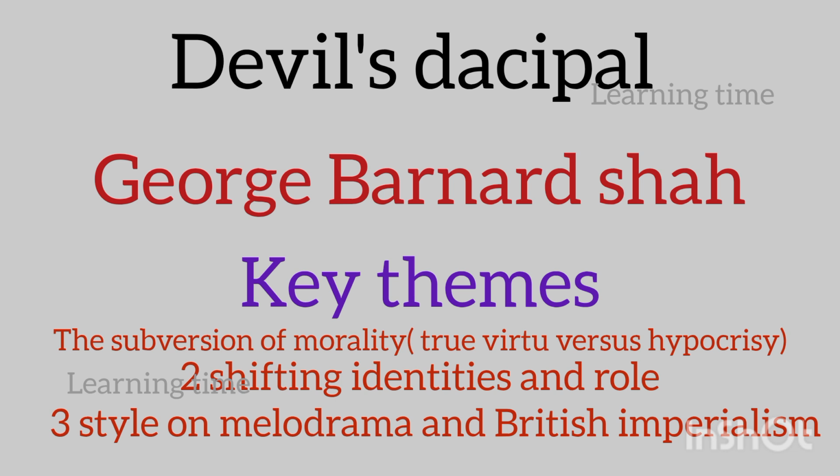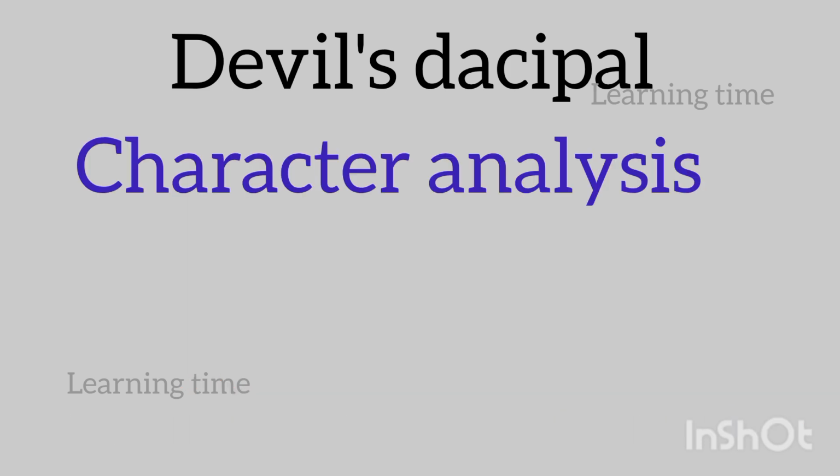3. Satire of melodrama and British imperialism. Shaw parodies typical 19th century stage melodramas where heroes are purely good and villains are purely evil. He also uses General Burgoyne to satirize British military bureaucracy, upper-class incompetence, and imperial arrogance. Character analysis. Character, description, role and significance.